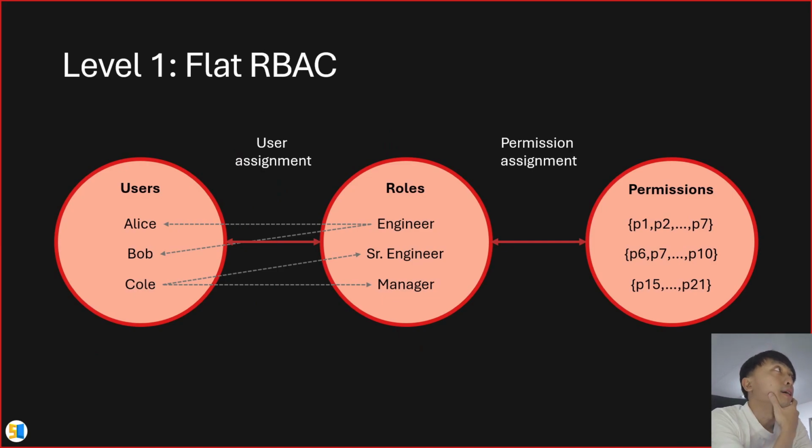The first level is called flat RBAC. In this level, basically, a single user will have at least one role assigned, and if required, we can add more roles. In terms of user assignment, one user can be assigned to more than one role, and one role can be assigned to more than one user. So the assignment here is many to many. It is the same with permission assignment. One role can have multiple permissions, and one permission can be set to multiple roles. So the permission assignment is also many to many.